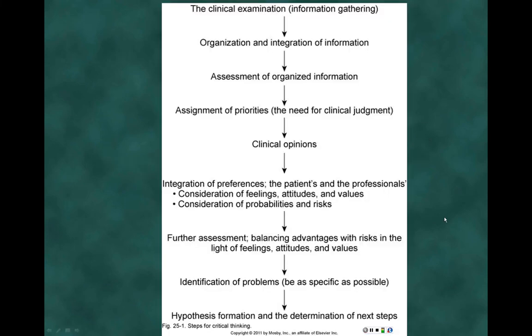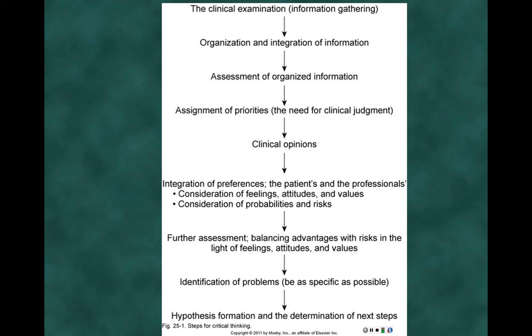This is a little algorithm that is helpful in terms of helping you see the process. If you look at the process of coming up with a hypothesis or your actual diagnosis and working plan, you first start out with your clinical examination and information gathering. That is your history, review of systems, your examination, and then any other clinical findings such as laboratory data.